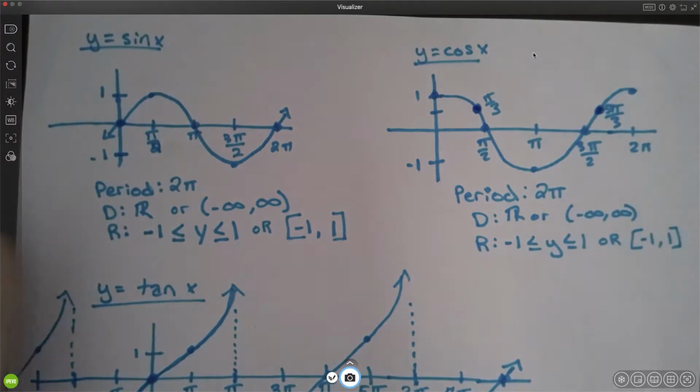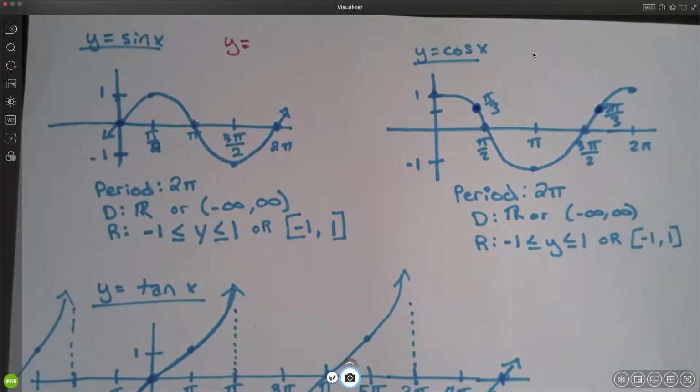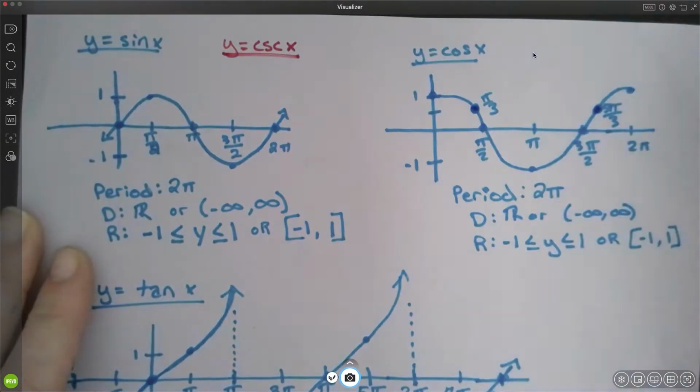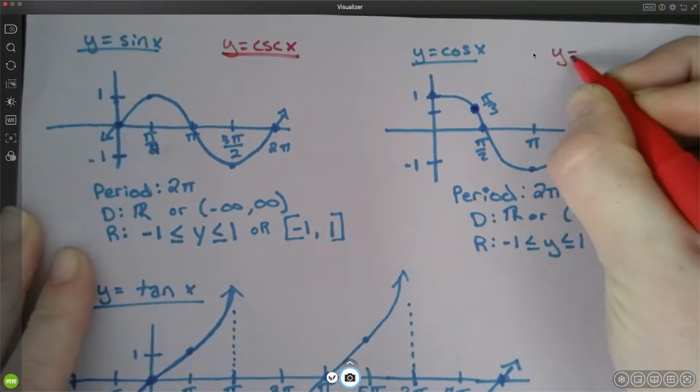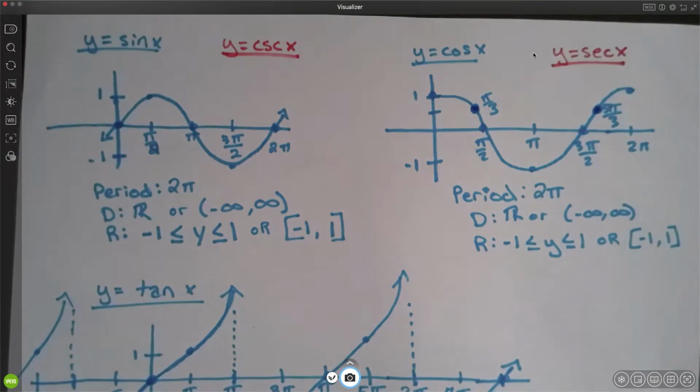I'm going to do y equals, which one goes with sine, by the way? Cosecant. Yeah, C and S go together. So y equals cosecant. Cosecant is going to be this guy. So I'm going to put him on here, and I'm going to put secant on this graph. I'll do those in different colors, so you will have two graphs on one thing.